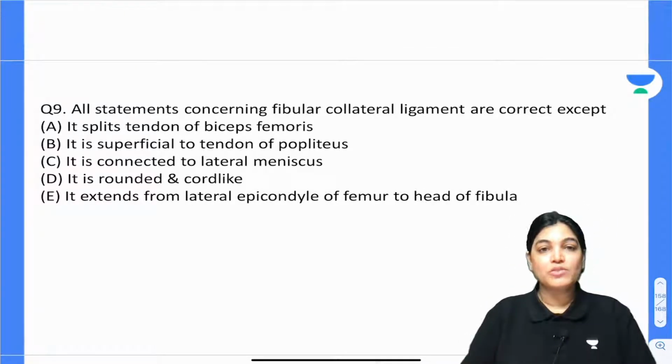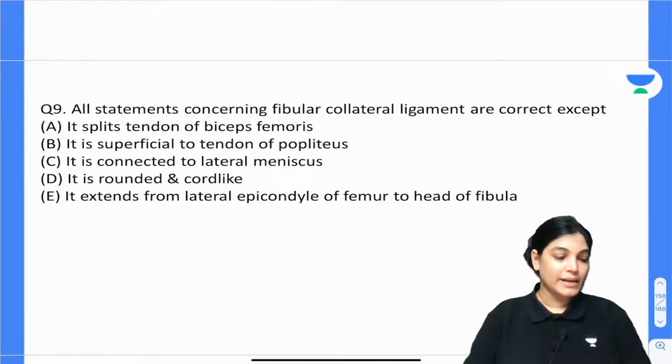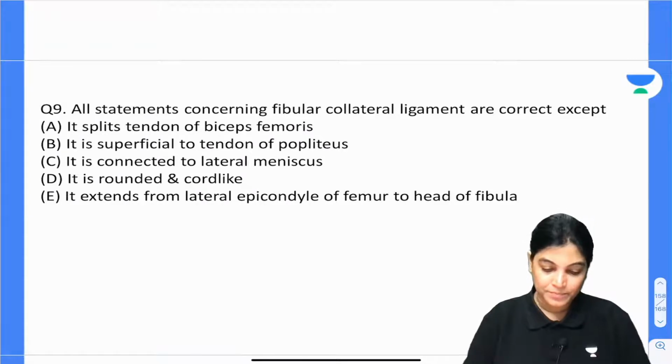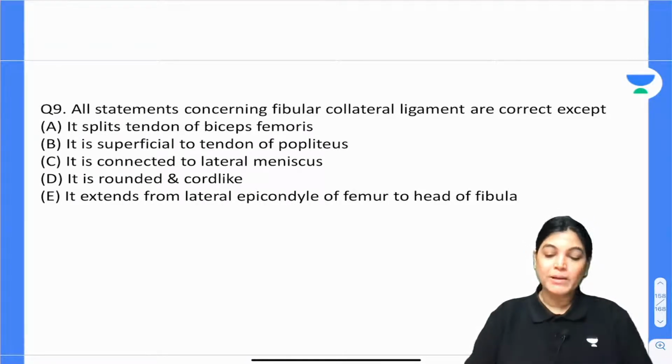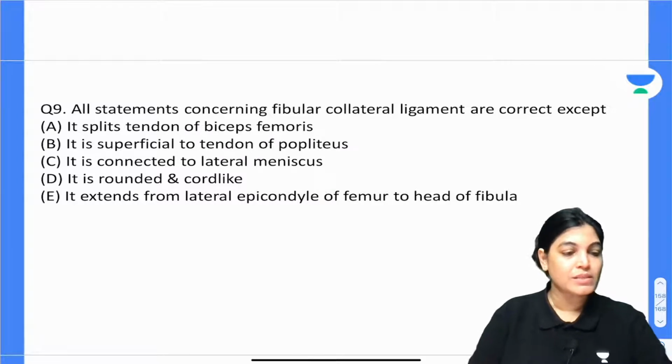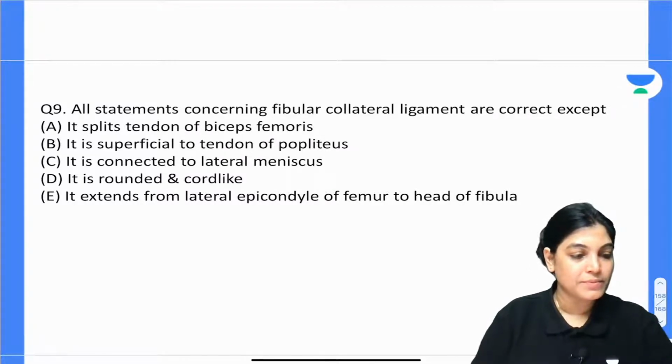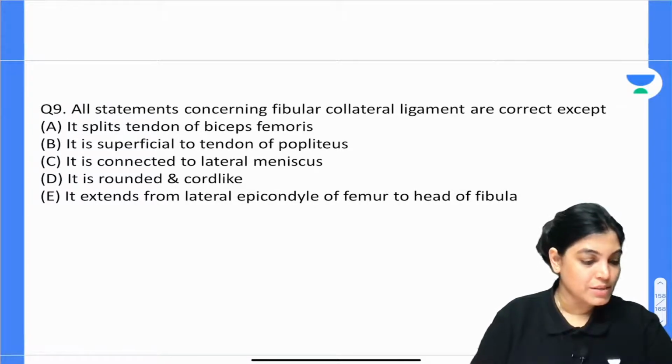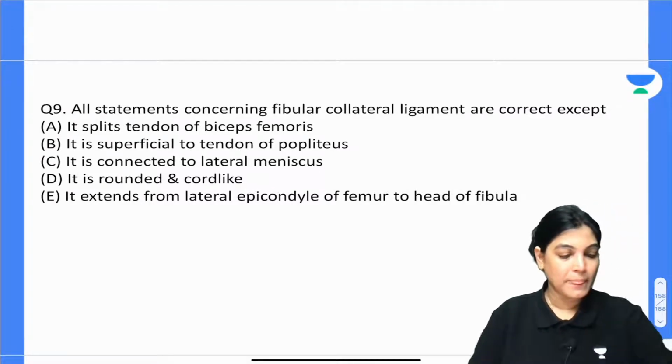All statements considering fibular collateral ligament are correct except which of the following? Which is the wrong statement about fibular collateral ligament? So yes, your time starts now. Please mark the correct answer.